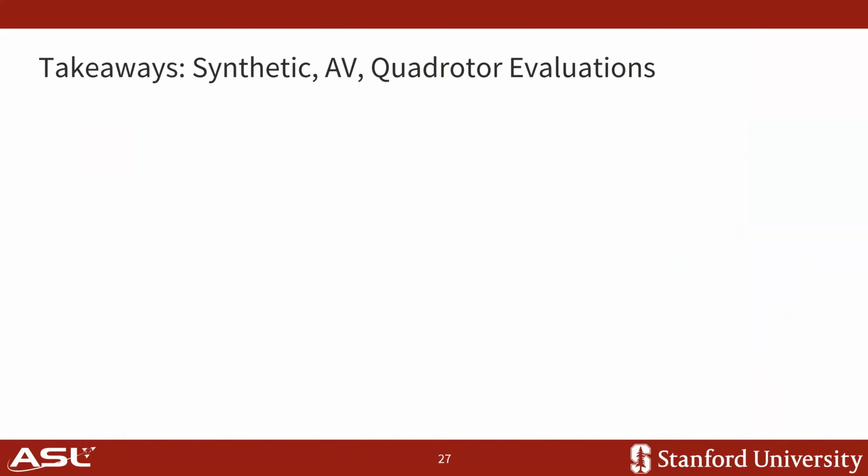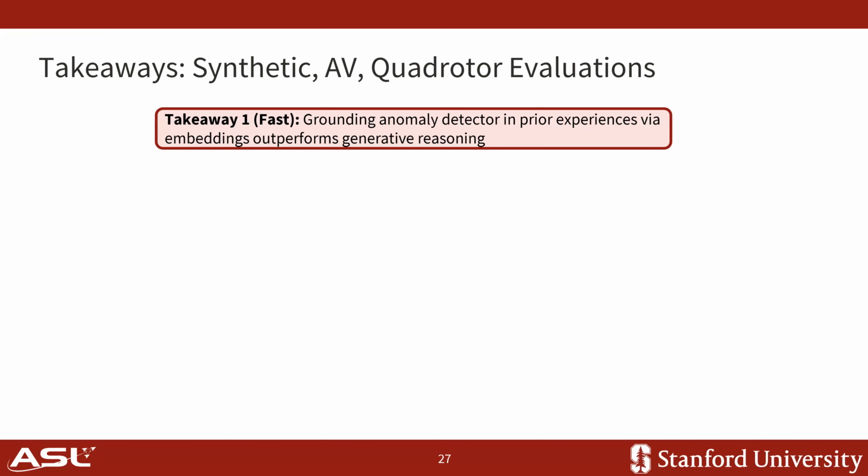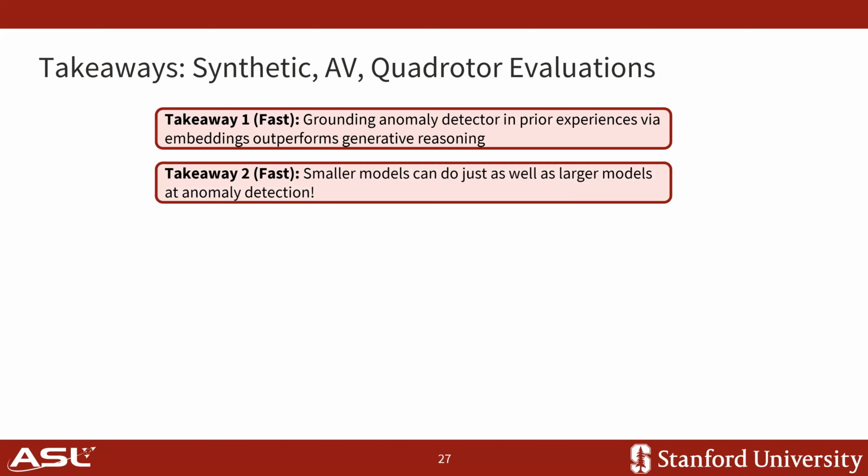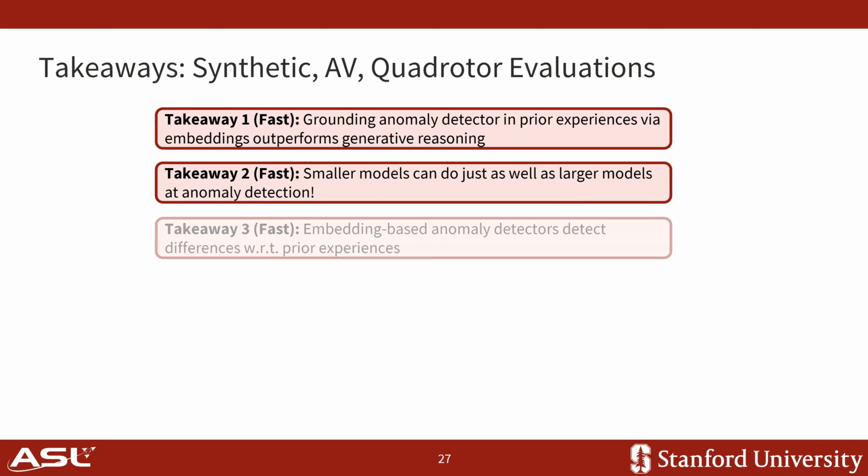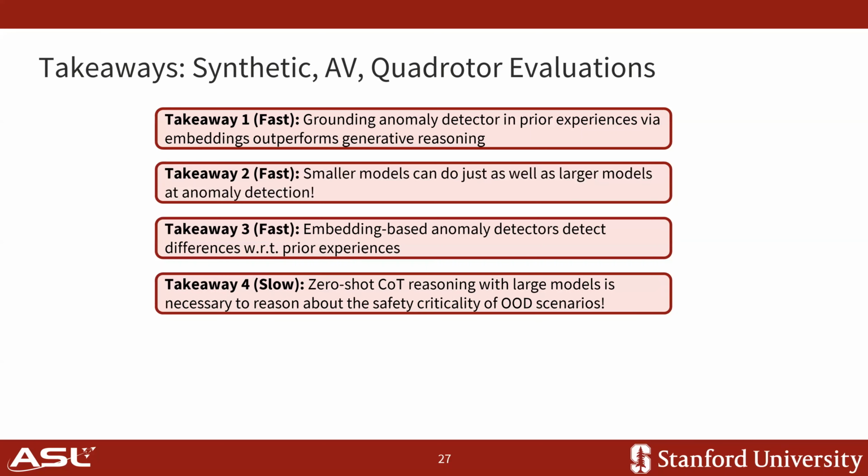In our evaluations, the following key takeaways consistently hold. First, that grounding an anomaly detector in prior experiences via embeddings outperforms generative reasoning. That smaller models can do just as well as larger models at anomaly detection. That embedding-based anomaly detectors really only detect differences with respect to the robot's prior experiences, and that zero-shot chain-of-thought reasoning with large models is necessary to reason about the safety criticality of out-of-distribution scenarios.